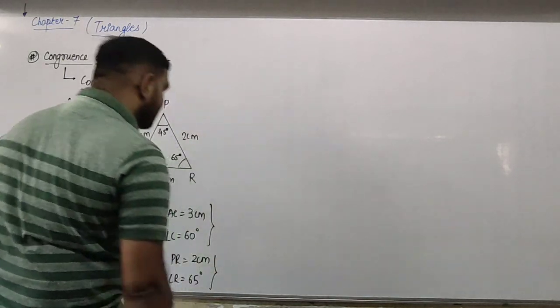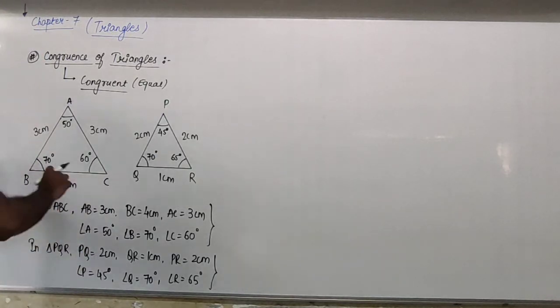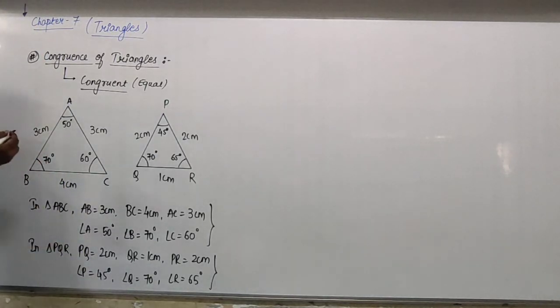Now based on this we are going to judge it. Okay, are these triangles congruent or not? So clearly by looking at these triangles, we can say that these triangles are not congruent.